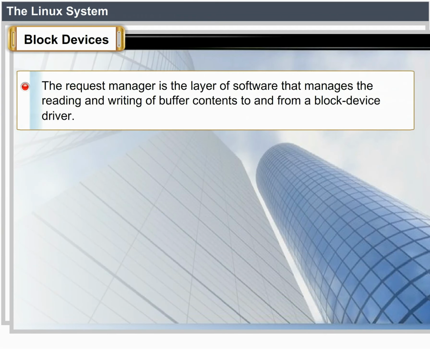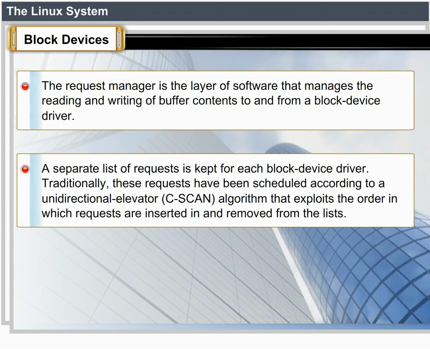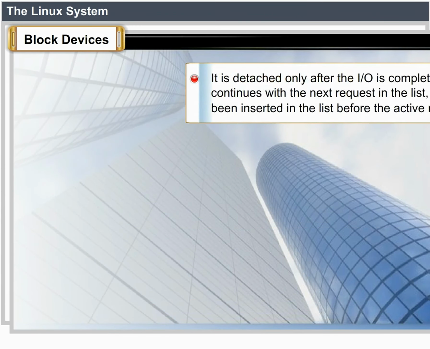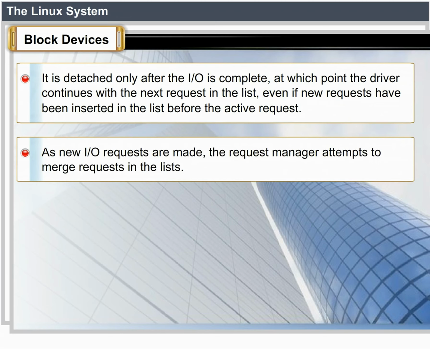The request manager is the layer of software that manages the reading and writing of buffer contents to and from a block device driver. A separate list of requests is kept for each block device driver. Traditionally, these requests have been scheduled according to a unidirectional elevator C-scan algorithm that exploits the order in which requests are inserted in and removed from the lists. The request lists are maintained in sorted order of increasing starting sector number. When a request is accepted for processing by a block device driver, it is not removed from the list. It is removed only after the I/O is complete, at which point the driver continues with the next request in the list, even if new requests have been inserted in the list before the active request. As new I/O requests are made, the request manager attempts to merge requests in the lists.